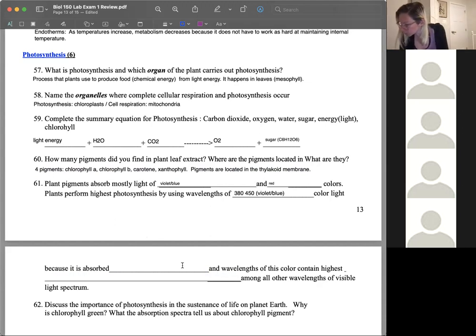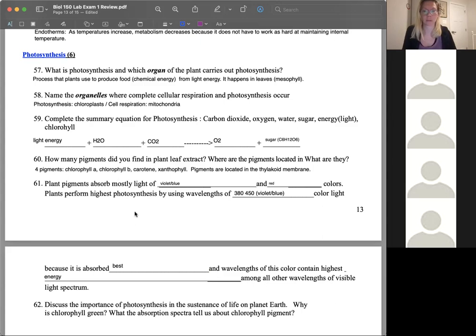I think right here we just put best. It is absorbed best. And wavelengths of this color contain highest what? Energy. Yes. So the shorter the wavelength, the higher the energy that it contains.